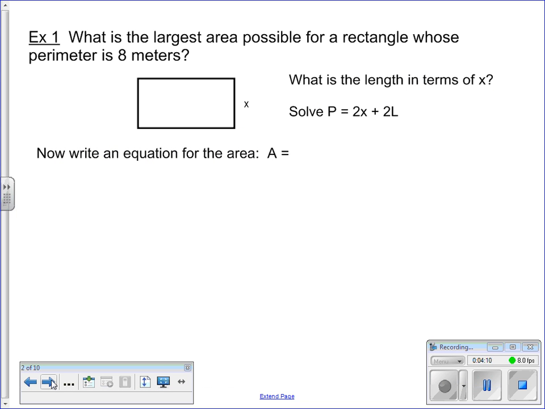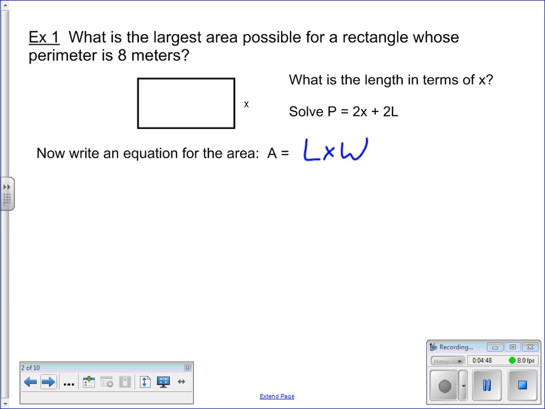Okay, example number 1. What is the largest area possible for a rectangle whose perimeter is 8 meters? So we're solving for area. What are we trying to maximize? Area. Area is what? Length times width. How many variables do we have here? 2. We need to make it 1. Okay, we need to make it 1 variable. Now, what's already here is 2x plus 2L. So I have one side x.